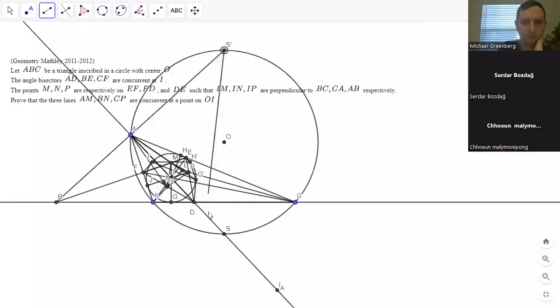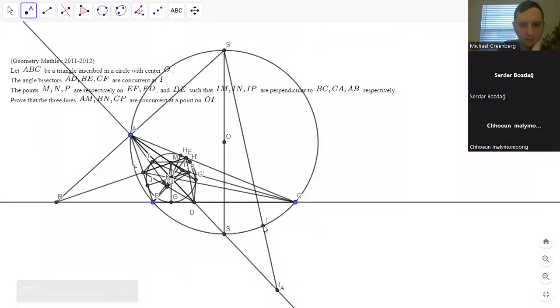Okay. Can you also draw the intersection of S prime IA with the circumcircle? Okay. This point. Yeah, AM passes through C, I think. Yeah, I think. Can you check it? Yeah. Yes.